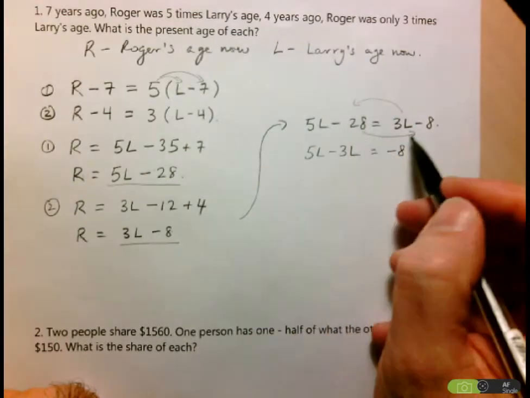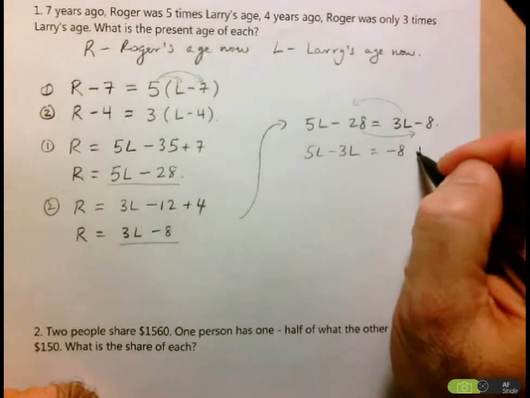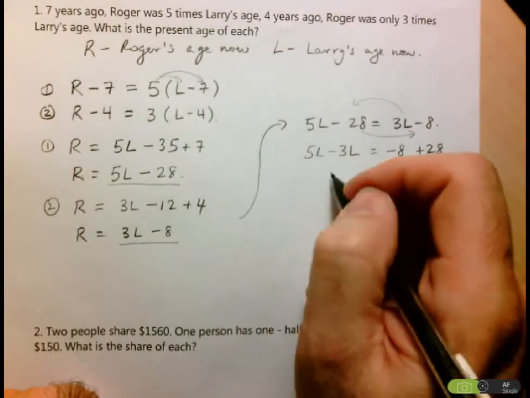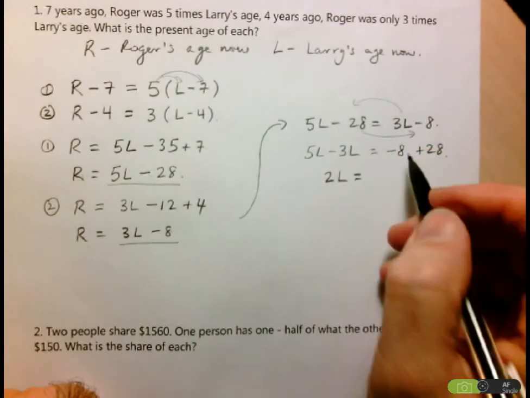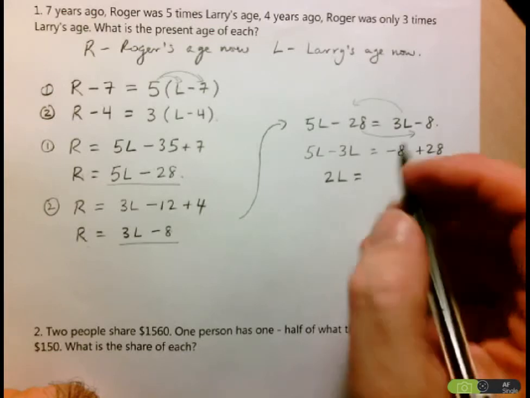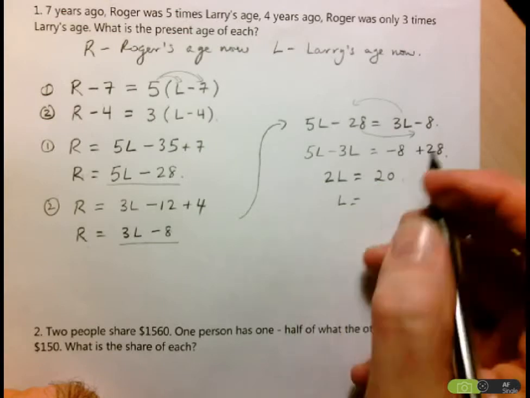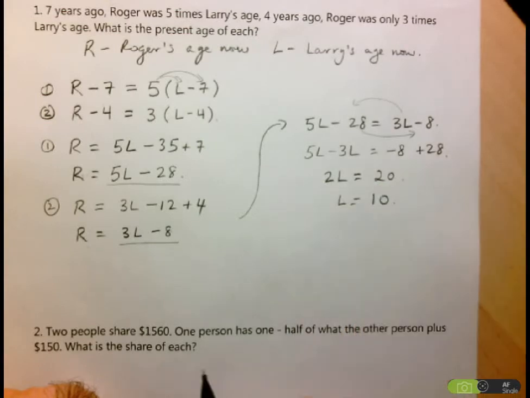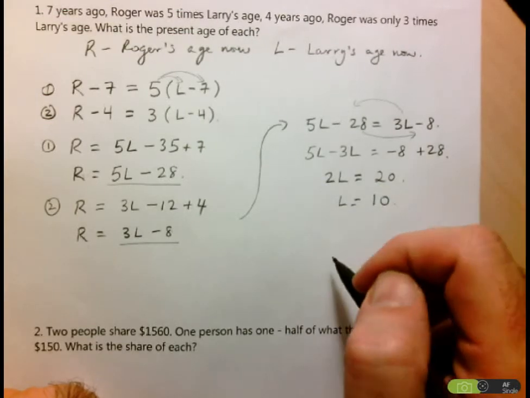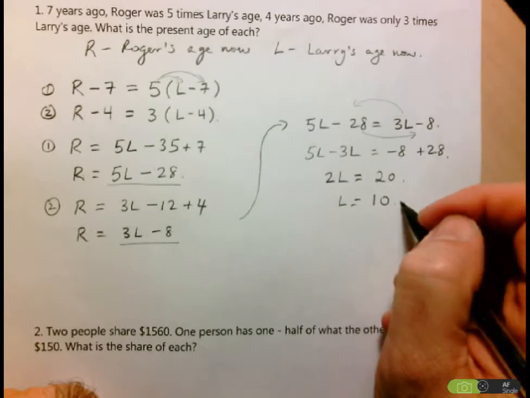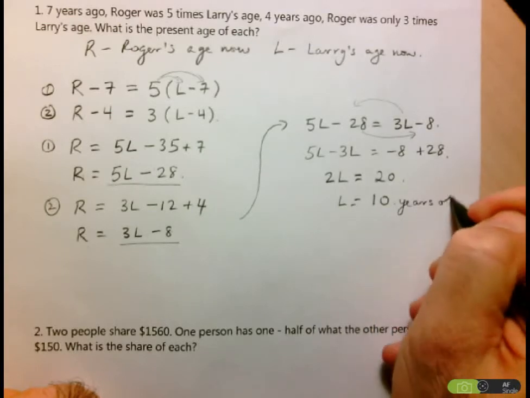This minus 28, bring it to the other side, becomes plus 28. And so this is 2L equals negative 8 plus 28 is 20, and solve for L, divide both sides by 2, so L equals 10. So that means Larry's age is 10, so he's 10 years old.